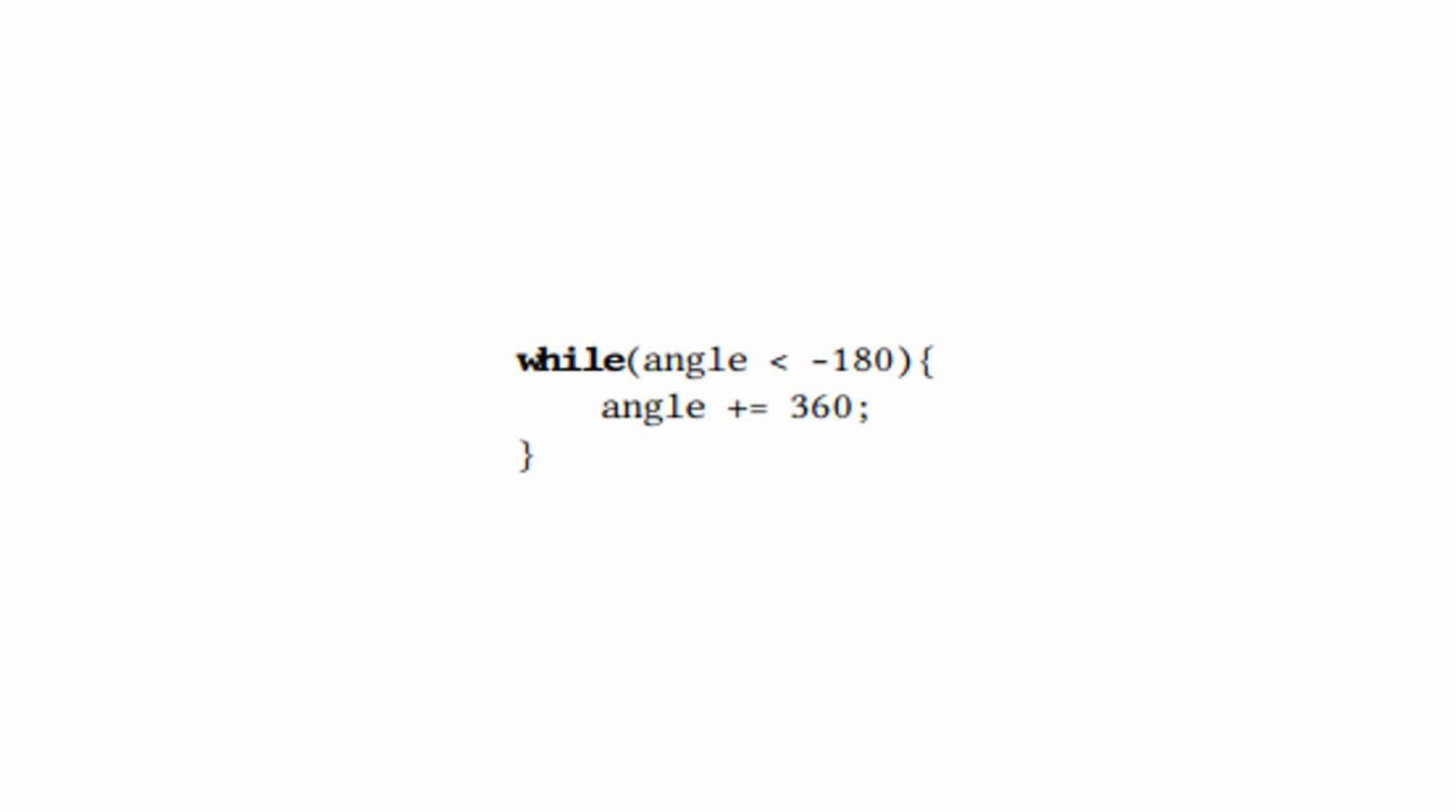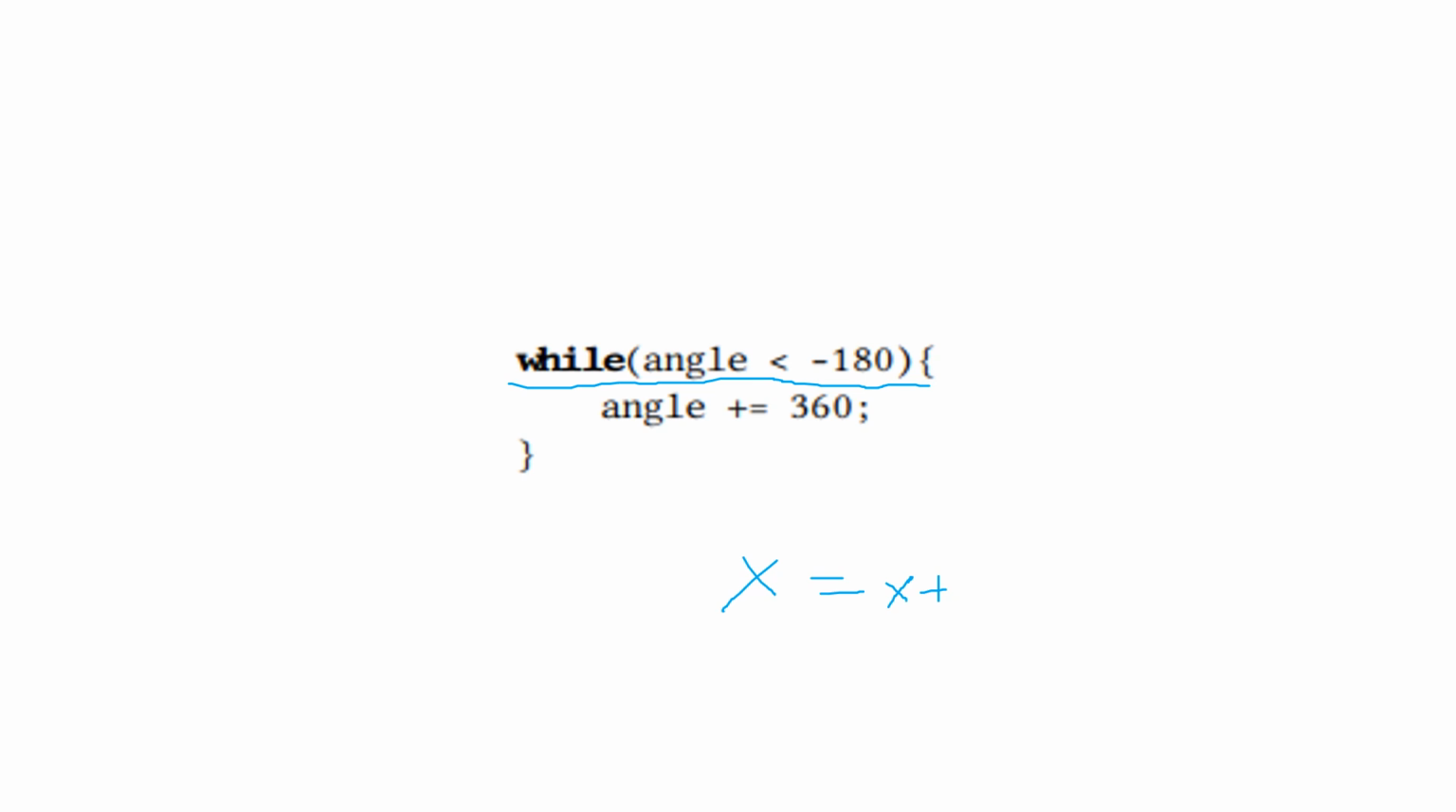This is a simple example. While angle is less than 0 degrees, then angle plus equals 360. Remember that I told you plus equals means x equals x plus whatever value. So if we have, say, an angle of negative 270 degrees, we would add 360 degrees to it, which would make it 90 degrees.